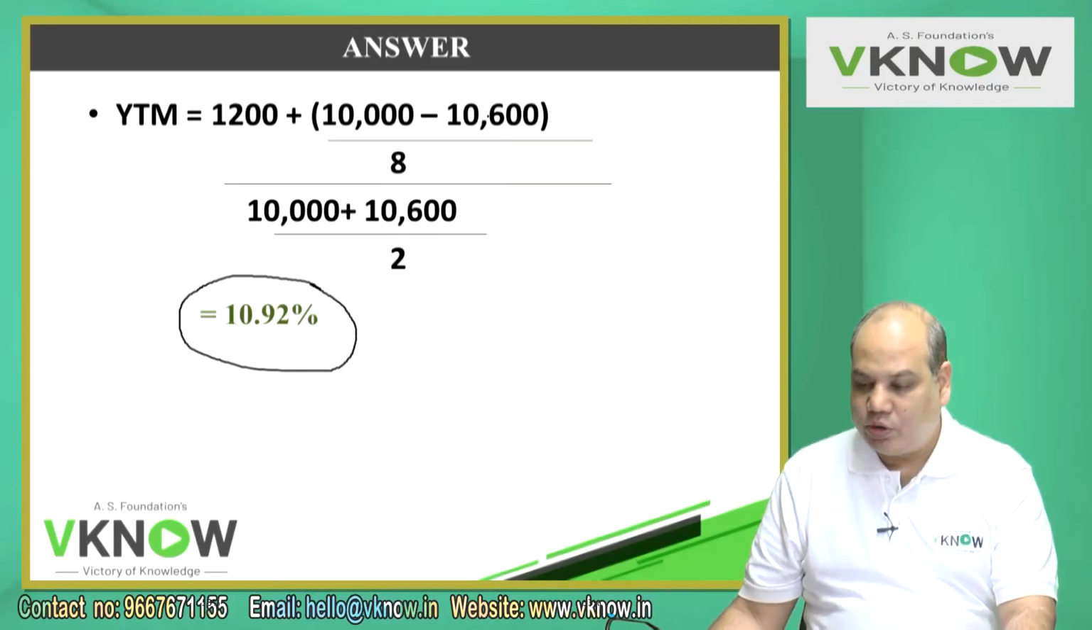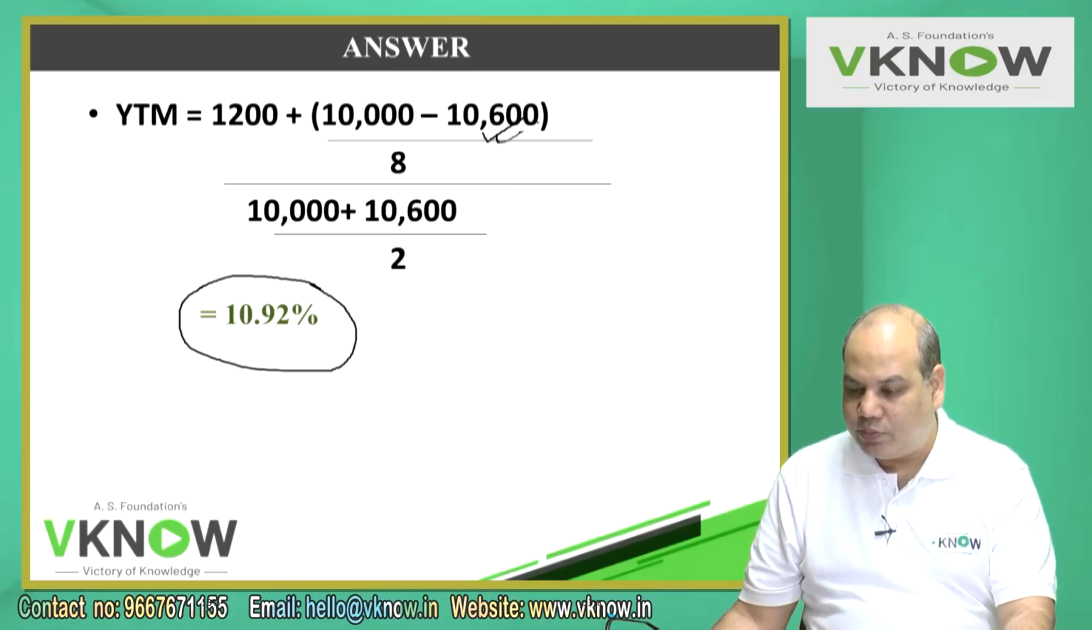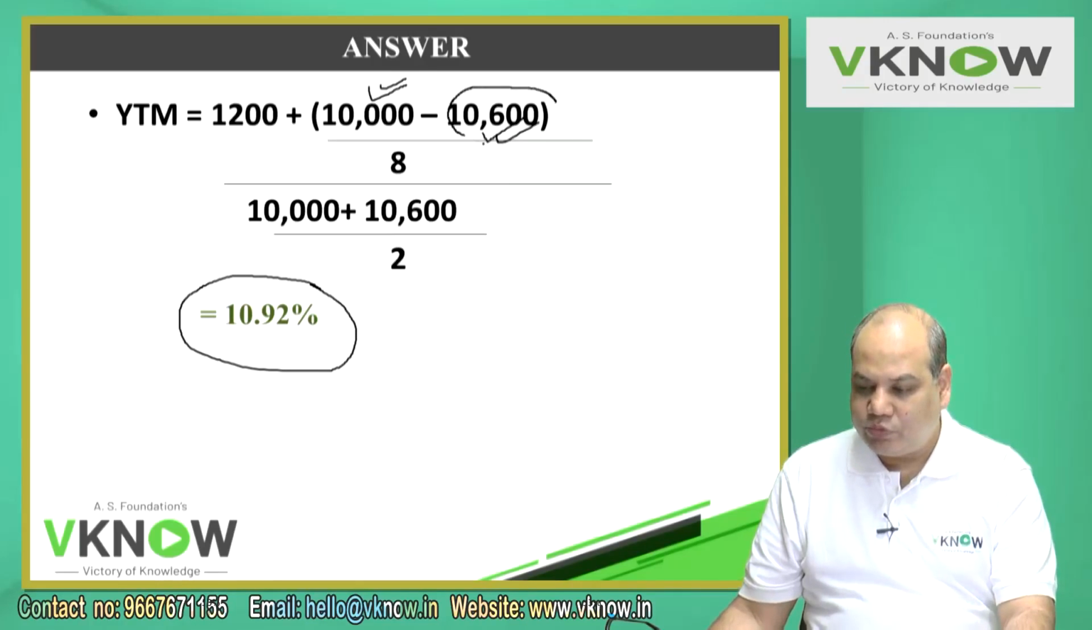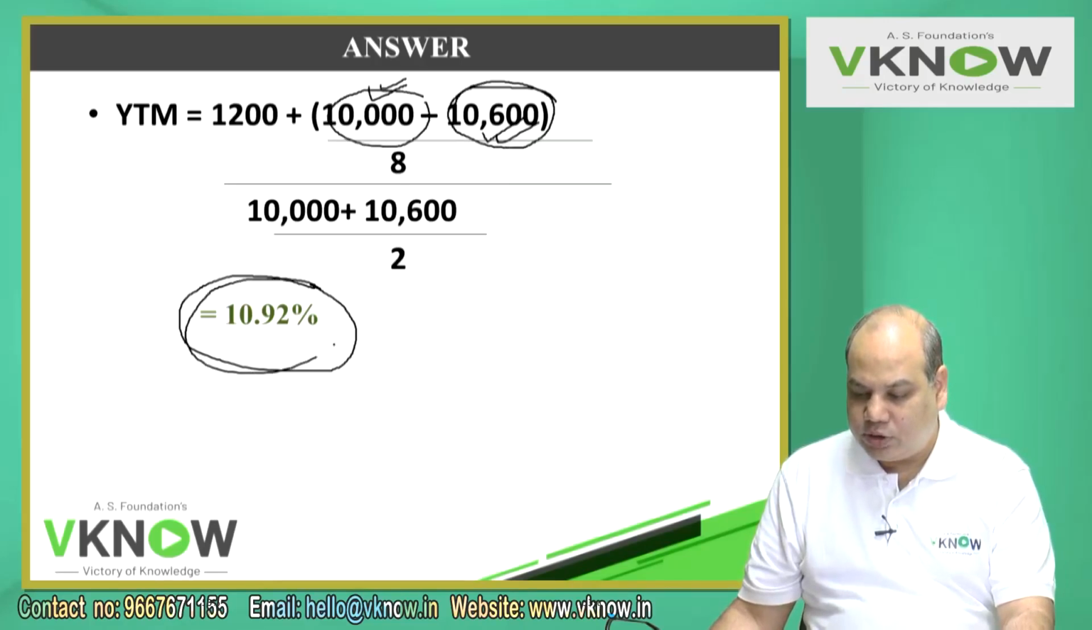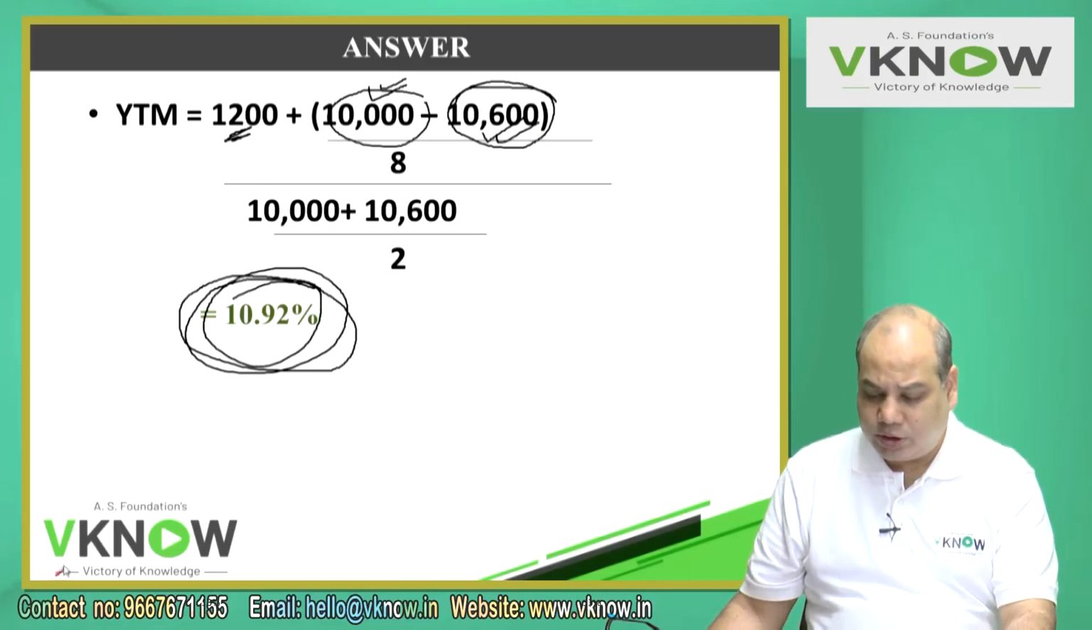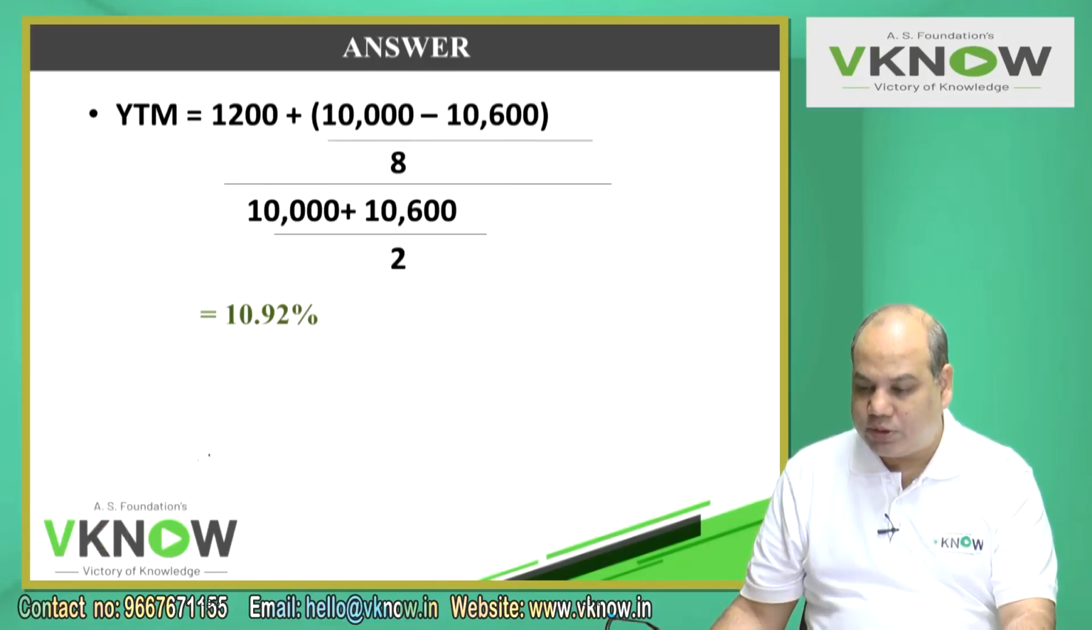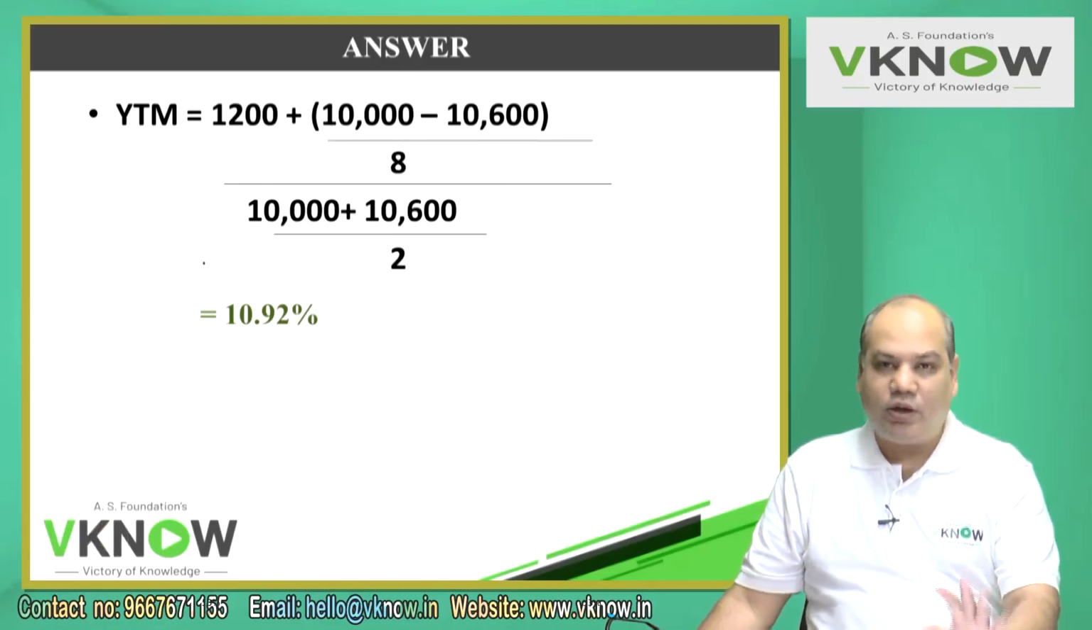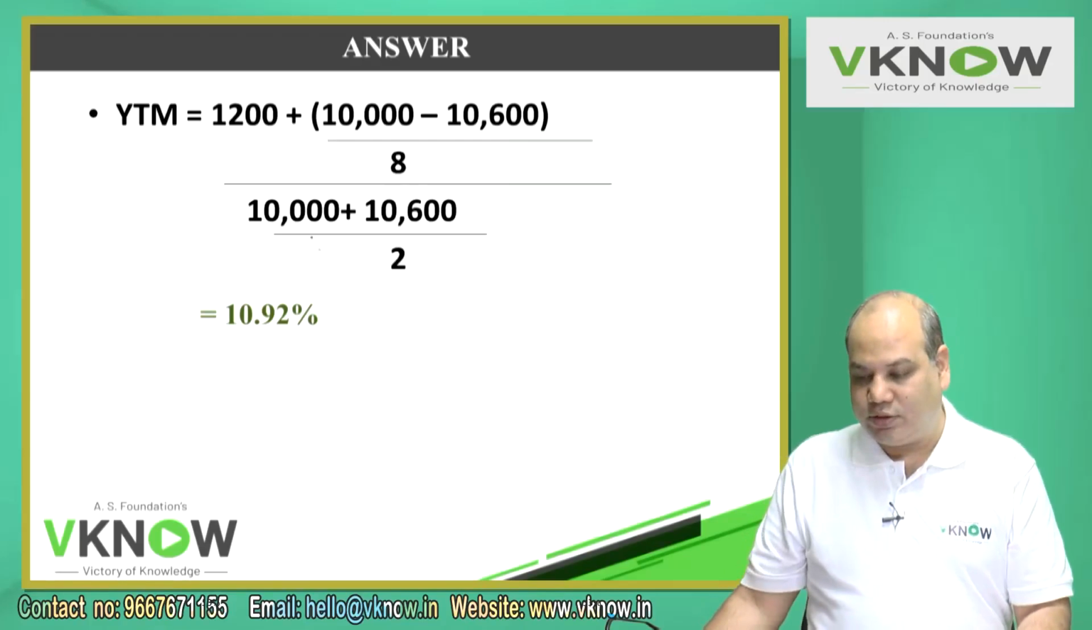Why? Because the present value of the bond, or the price of the bond, is more than face value. In question number 1 we have seen this situation. If the present value or the price of the bond is more than the face value, it means the discount rate, the required rate of return, is less than the coupon rate. If you give me more than 12% as the answer, I will understand that this is a wrong answer.